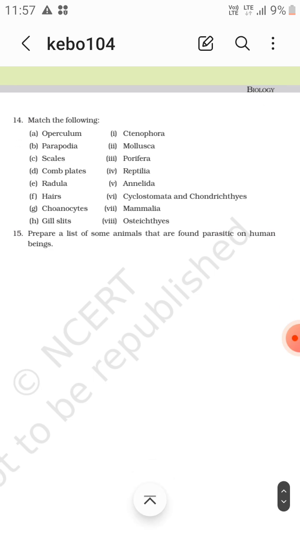Prepare a list of some animals that are found parasitic on human beings. So these are mostly the parasitic ones, like platyhelminthes such as liver fluke and all that, and Aschelminthes, these are also parasites, right? So this is it. This is all, your lesson is done.